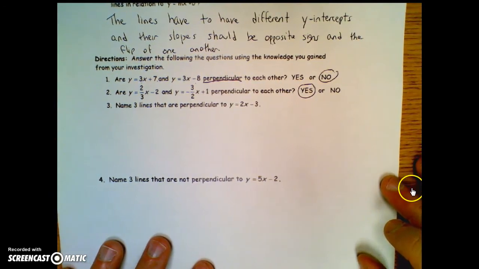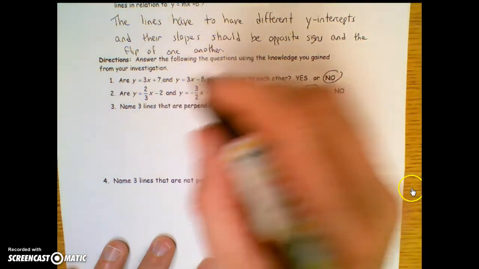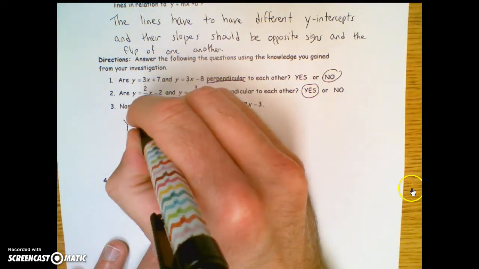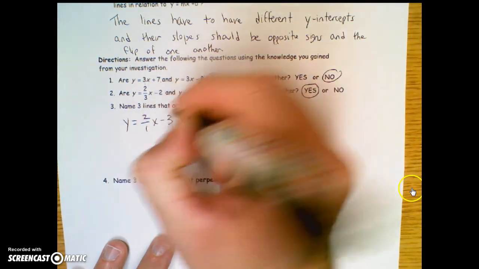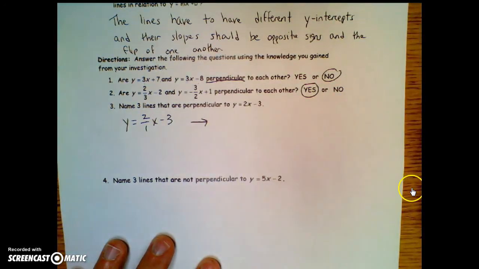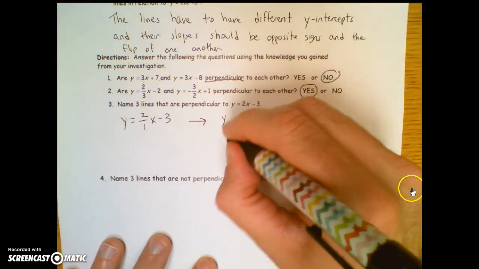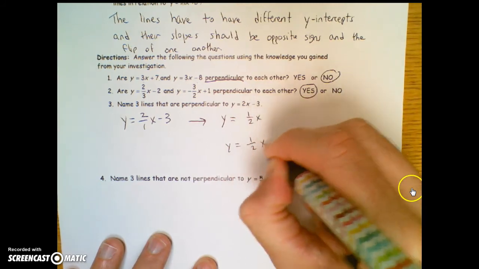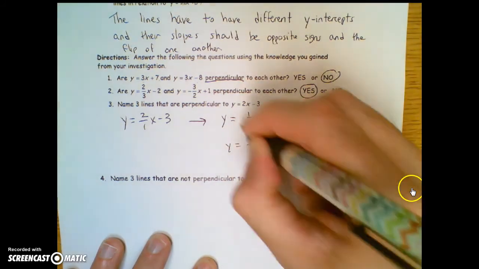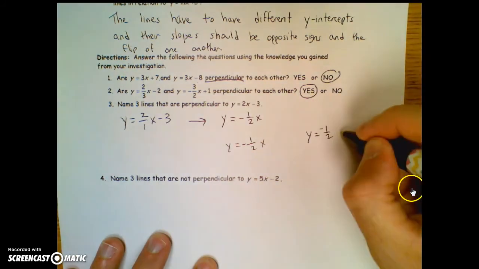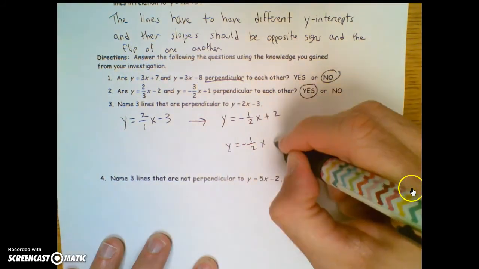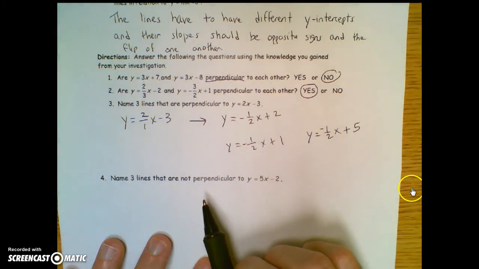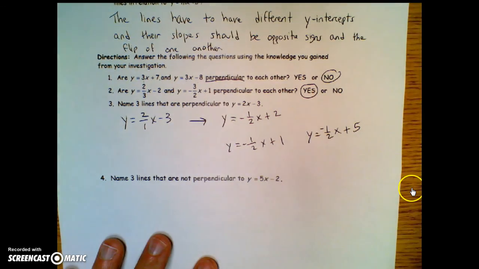Name 3 lines that are perpendicular to y equals 2x minus 3. Just be careful. Remember, we can rewrite this as y equals 2 over 1 x minus 3. So then see if you can come up with 3 ways to get lines that are perpendicular. So I know I have to flip the slope and make it negative. And now I just pick numbers that are different for each y-intercept. Try coming up with 3 that are not perpendicular on your own, and then work on the practice problems for today.